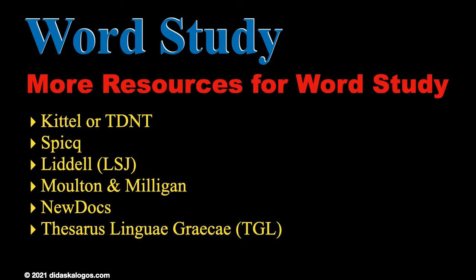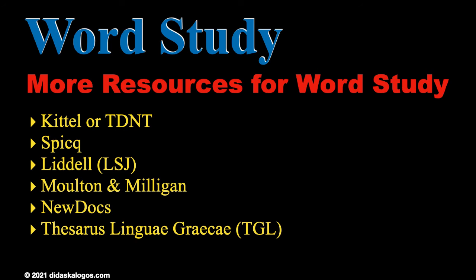There are also other sources such as Kittel, or the Theological Dictionary of the New Testament. It's a little more liberal, but it is very extensive. It's 10 volumes. It has a lot of diachronic studies and etymologies and things like that. But it also does help pick up the use in the LXX and intertestamental literature, and also the early church fathers. So it's very, very helpful. But just be aware that it is very liberal in its leaning.